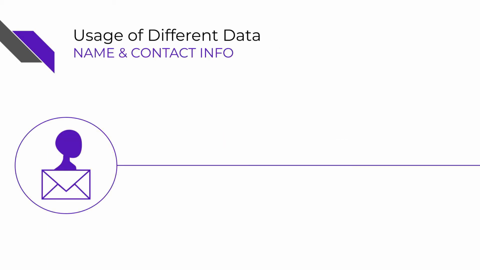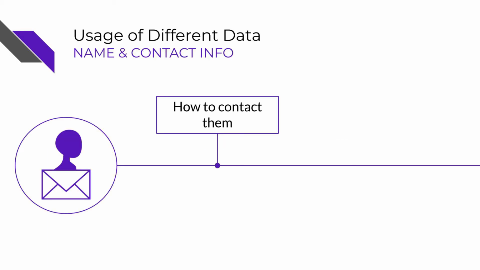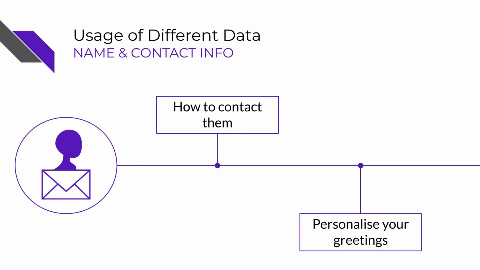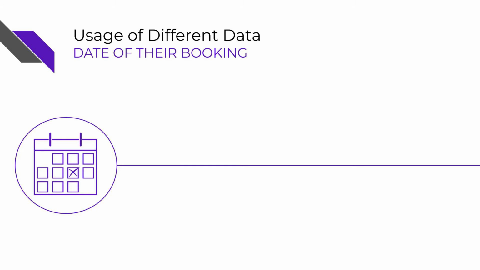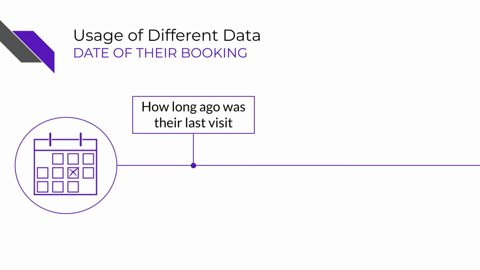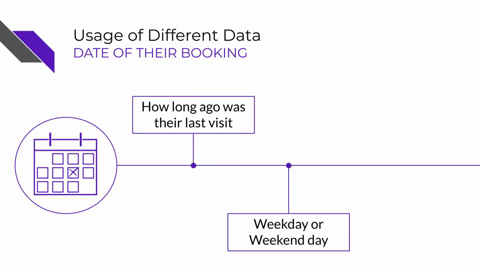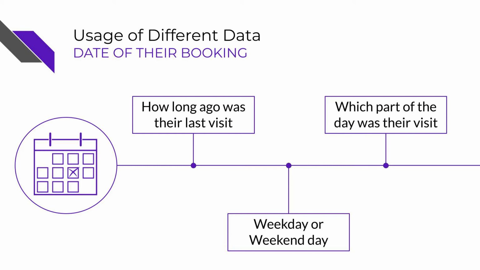The contact details are obviously used to contact them. The name will help you to greet them by their actual name in the emails. The day of their visit will tell you how long ago it was, so how much can they still remember your brand. It also tells you whether it was a weekday or a weekend day, even which part of the day it was, if you've kept that data too.